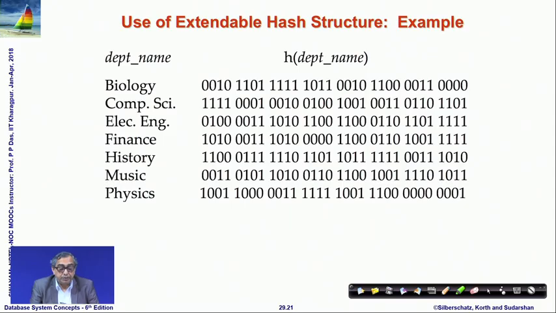So, what we are trying to do is that the department names are used as the key for this hashing index, and they are represented in terms of the binary representation. So, this is the hash of that department name, and you can easily see, this is 1, 2, 3, 4, 5, 6, 7, 8. So, this is hashed into a 32-bit number.